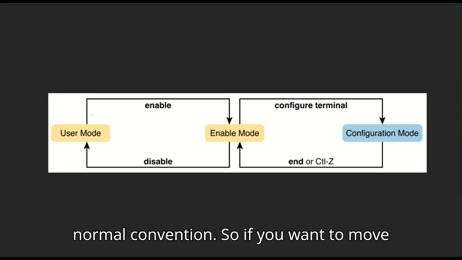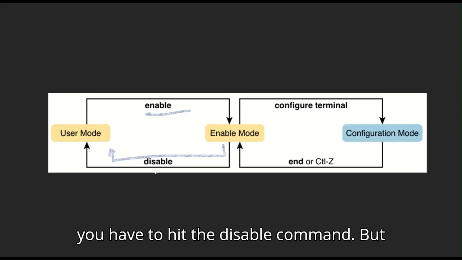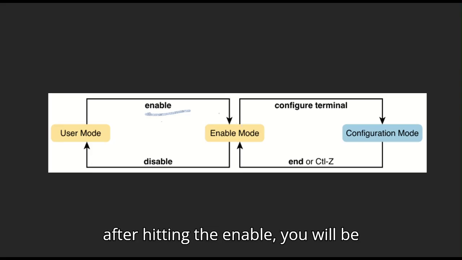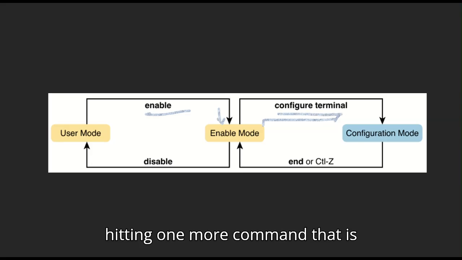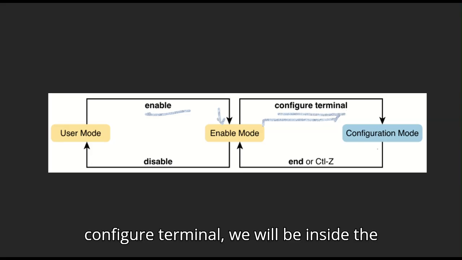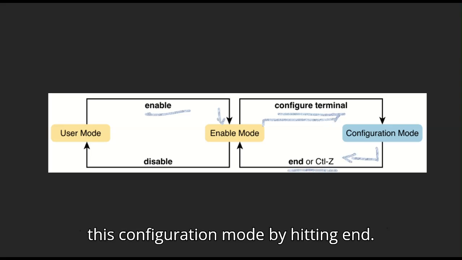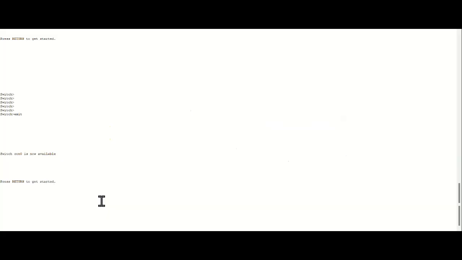If you want to move from user mode to enable mode, you have to hit the enable command. And if you want to get back to the user mode, you have to hit the disable command. But to reach the configuration mode, you first have to hit enable. After hitting enable, you will be inside the enable mode, and after hitting one more command, configure terminal, we will be inside the configuration mode. We can get out of the configuration mode by hitting end. Okay, so let's see how it works inside a switch.